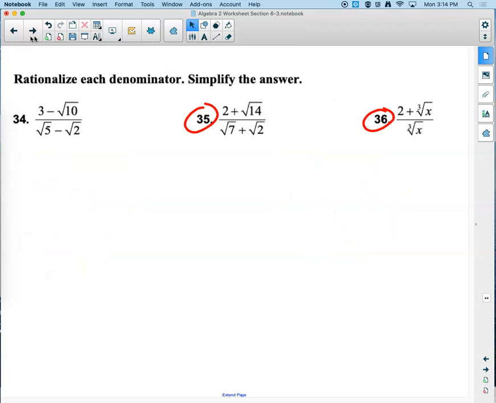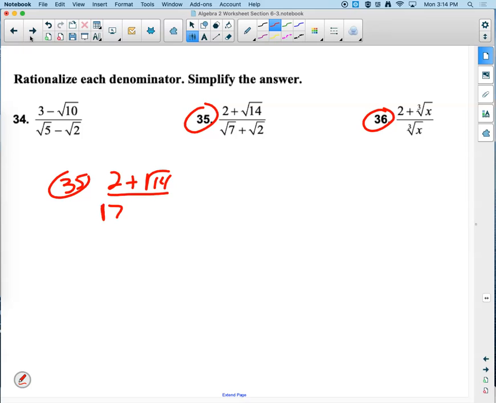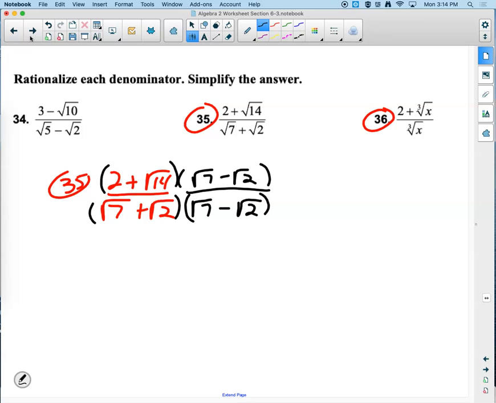Next grouping, rationalize the denominators. So in 35, we have 2 plus the square root of 14, and then on the bottom, the square root of 7 plus the square root of 2. The first thing I check is whether or not any of this can be simplified. But there aren't any perfect squares that will go into 14, 7, or 2 nice and evenly. So what I have to do is multiply by the conjugate, which means I have to have the square root of 7 and the square root of 2 on the bottom. But if that's a plus, then the conjugate has a minus. And whatever we do to the bottom, the denominator, we have to do to the top, the numerator.